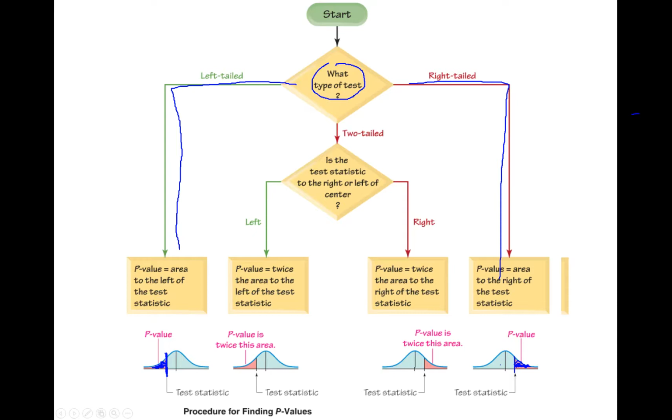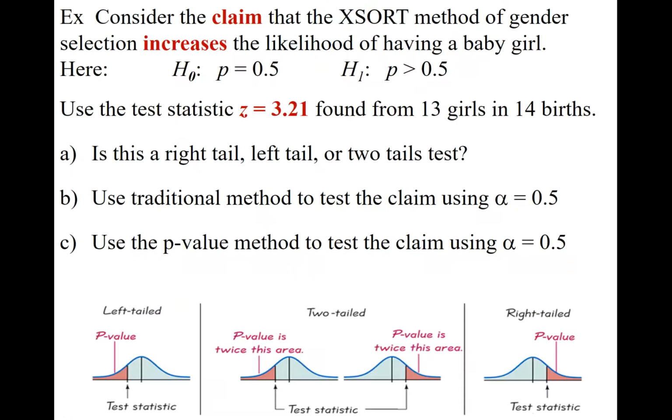the p-value. Now if you have a two tail test, if the test statistic is falling onto the left side, then find the area of the left tail and double it, you get the p-value. If the test statistic falls into the right side, then you're going to find the right tail area and double it to get the p-value. So this is pretty much the whole flow chart to find the p-value.